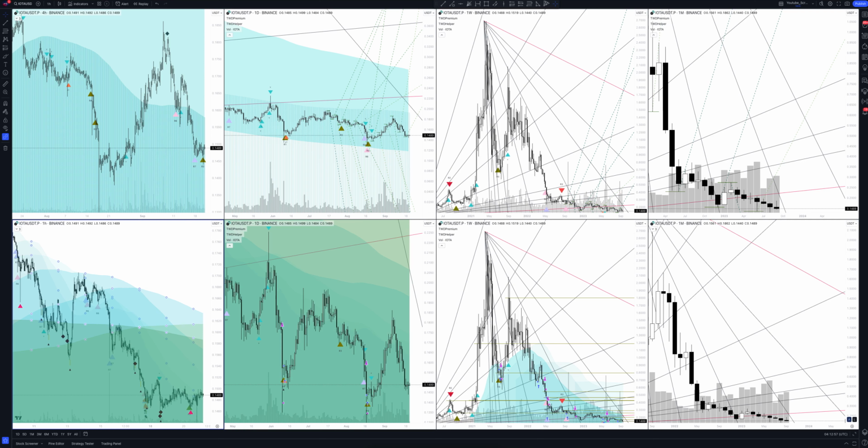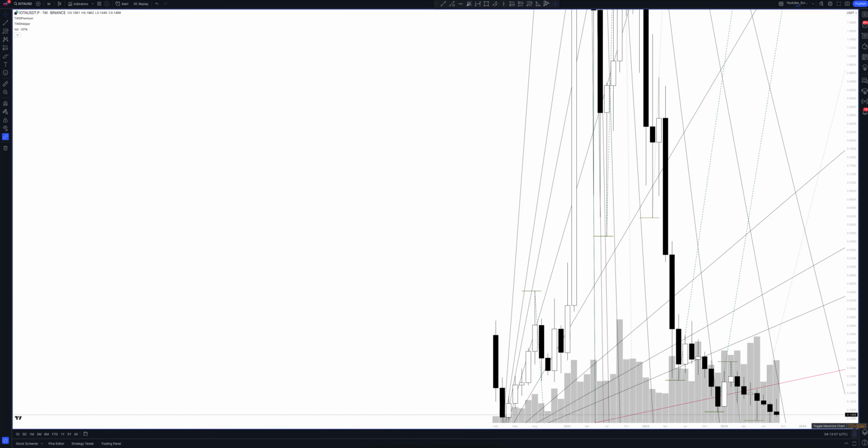Today we will take a look at Iota cryptocurrency. Let's analyze the market situation and find out how you can make money on it. Let's start. We always start our analysis from the global market.